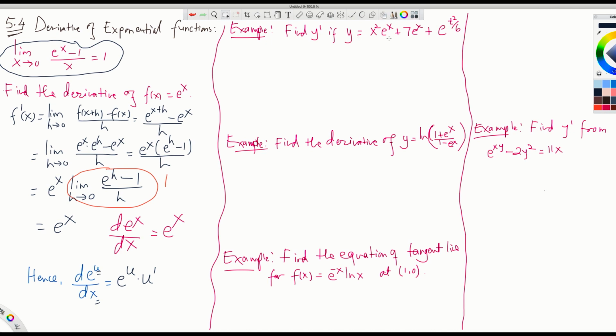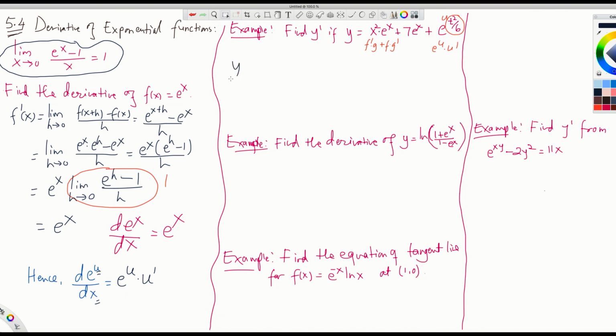So here y equals x squared times e to the x plus 7 times e to the x plus e to the x squared over 6. You see that there is a product there, so it is like f times g. What is the product rule? It is f prime times g plus f times g prime, right? And then here it is like e to the u, right? You see that this is like an e to the u. So e to the x squared over 6 is the exponent u. So what is the derivative? E to the u times the u prime, right? So we'll use this formula to find out the derivative here.